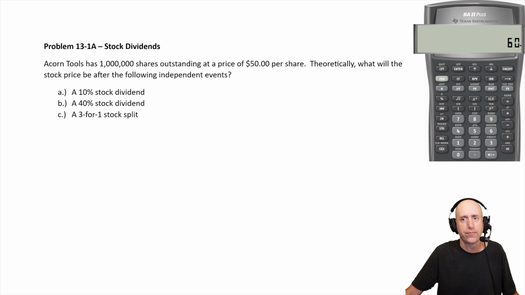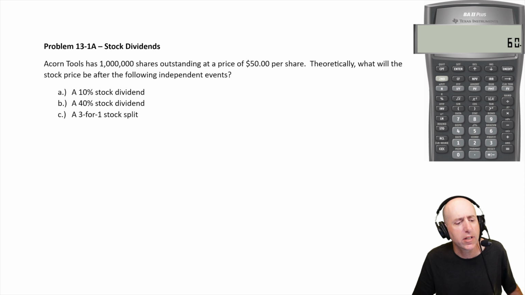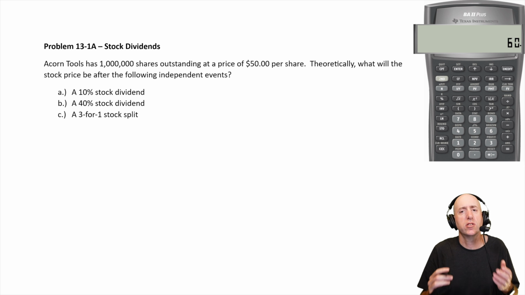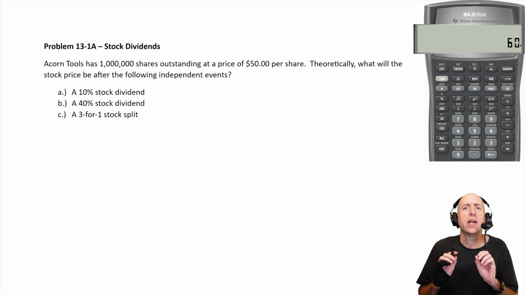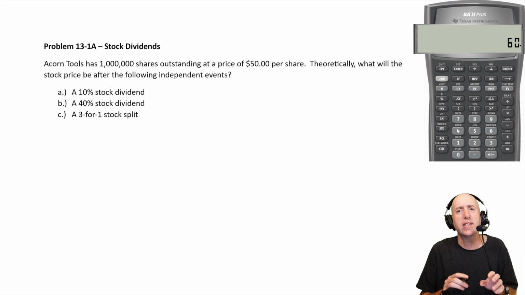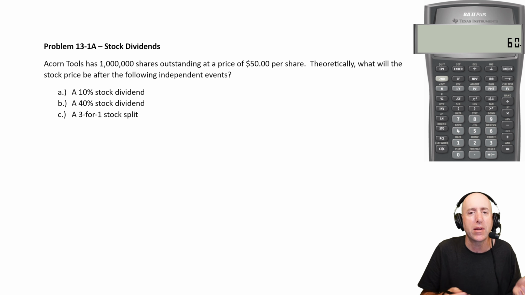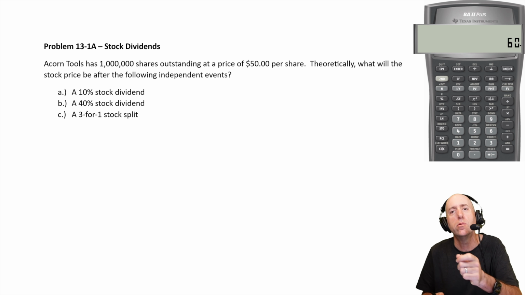Let's get started. Let's go through problem 1318. This has us exploring stock dividends. So a stock dividend is when a company issues new shares to existing shareholders. It's a dividend, so they're not paying for it. They're not buying in to be part of the dividend. They're just given new shares.